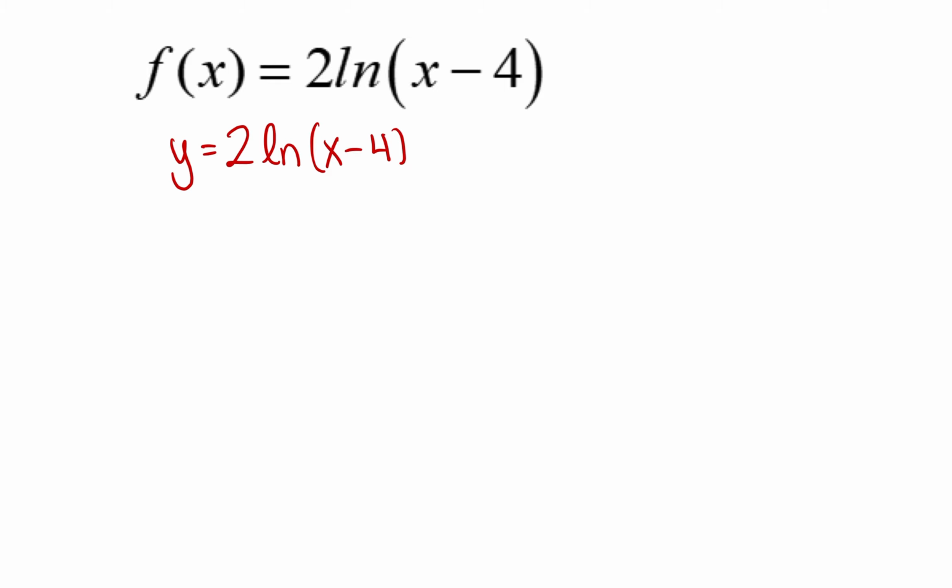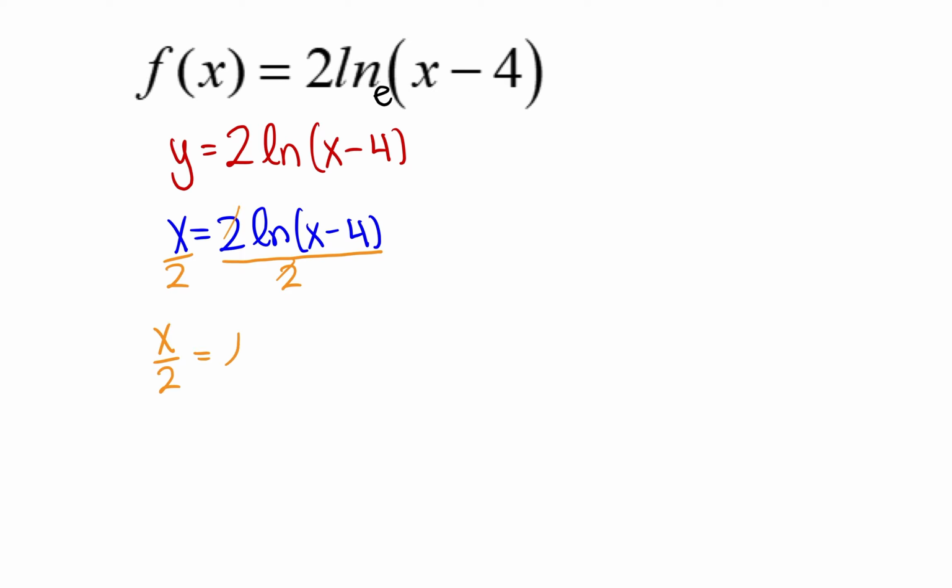Now, before you isolate for the natural log, you want to switch x and y, okay? So we have x is equal to 2 times the natural log of y minus 4. Keep in mind that the base of the natural log is e, okay? So before we do that, we want to go ahead and isolate the natural log by dividing both sides by 2. So on the left-hand side, we have x divided by 2. On the right-hand side, the 2's cancel out, and we're left with the natural log of y.